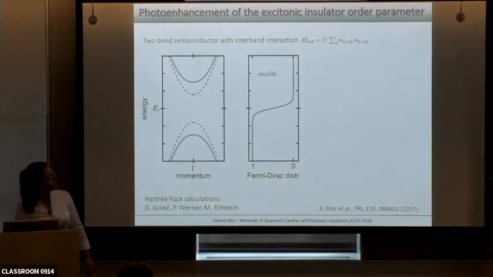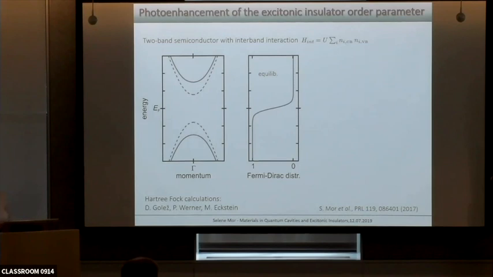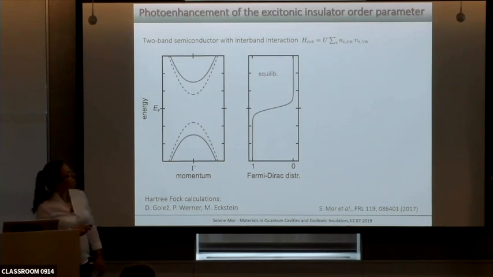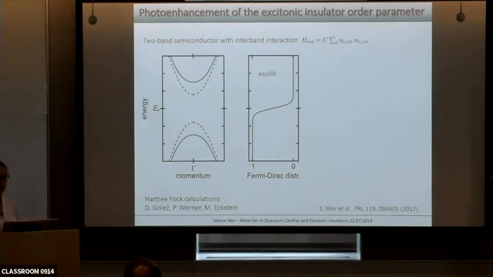And to see whether this is of any relevance and whether it's meaningful, we collaborated with Dennis and Philip Werner, who performed a calculation of an out-of-equilibrium band structure for a very simple model, a two-band semiconductor where a Coulomb interaction term is added to account for the opening of a gap already at equilibrium, such that the expectation value of excitons is non-zero.